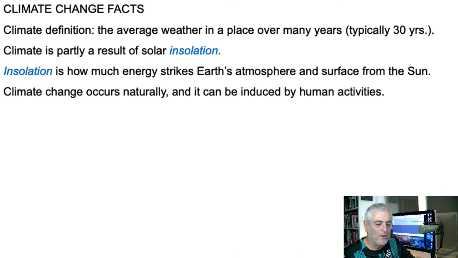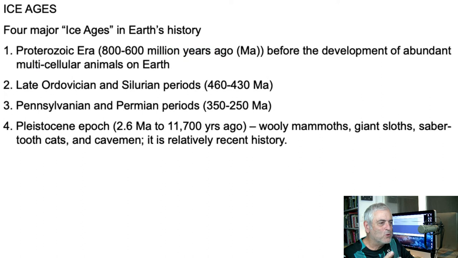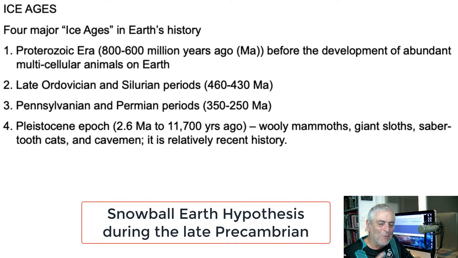We've had four major time periods on Earth when there have been massive ice ages. The first one was actually before many of the animals were even around. There were some primitive animals, and cyanobacteria and that sort of thing. But we're really talking about a time period called the Precambrian, roughly 800 to 600 million years ago. That's way in the distance, but it was a time period where people think that the Earth may have almost frozen over. It was that bad. They have a hypothesis called the snowball Earth hypothesis, but that's beyond what our considerations are all about.